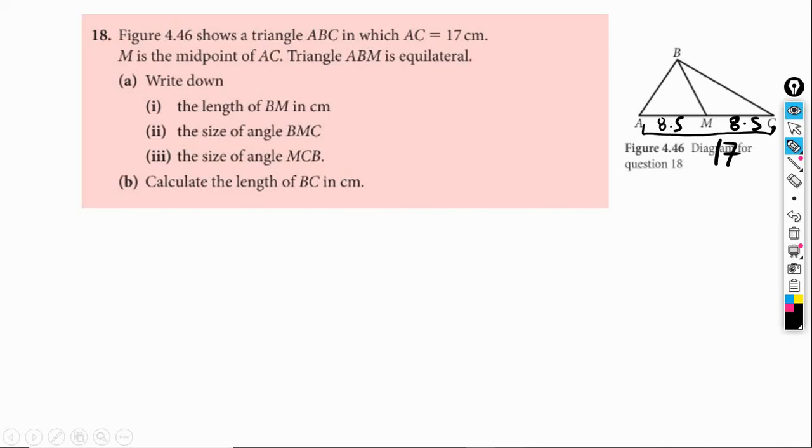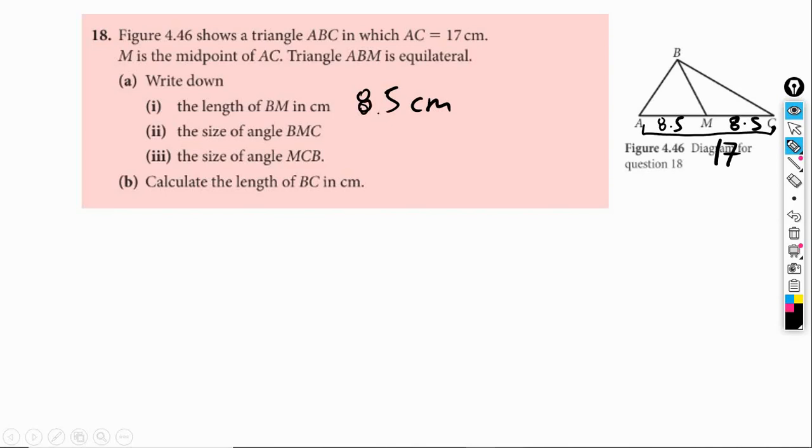Triangle ABM is equilateral. Okay, so that means that all sides of ABM are going to be 8.5. Now that is going to answer this question right here, because they want us to write down the length of BM. But because we already know that triangle ABM is equilateral, that means that BM has to be also 8.5 centimeters.